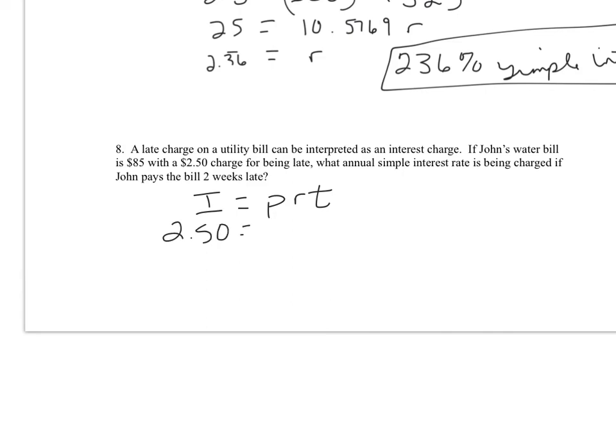Okay? Now, if his water bill is $85, that's the principal amount. And we're trying to calculate what the interest rate is he's being charged if he's paying this bill 2 weeks late. Now, we just did this a minute ago. There are 52 weeks in a year. This time, he's going to be using 2 of those 52 weeks. So this is what our formula looks like when we plug in.